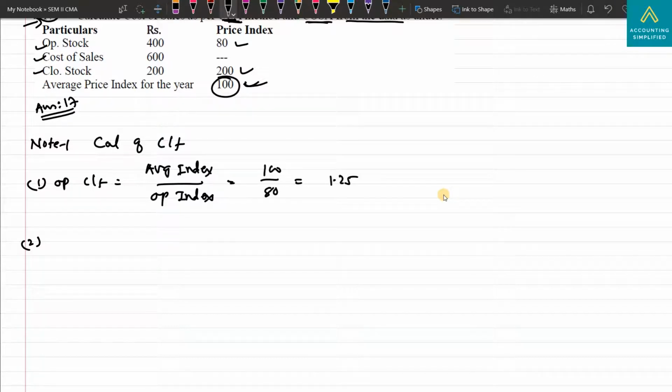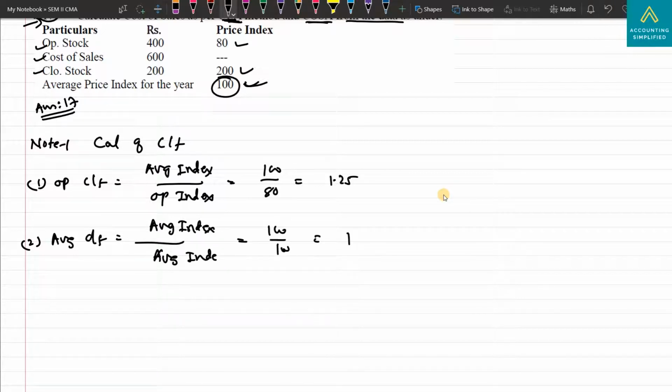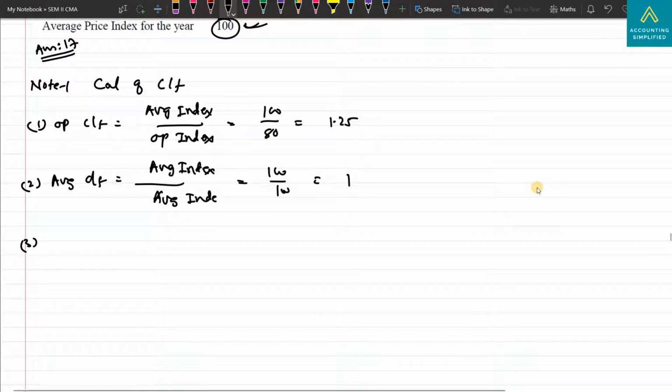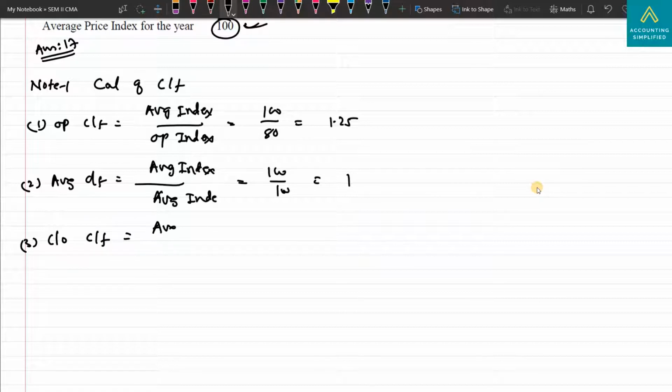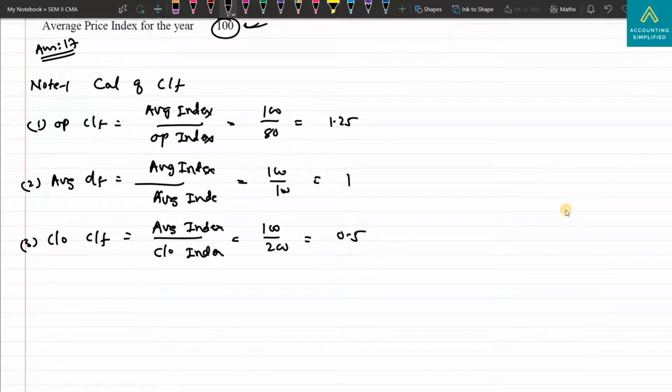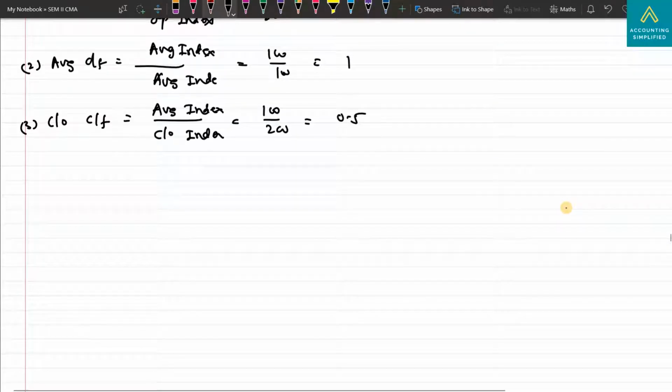Average conversion factor, so average index divided by average index is equal to 100 by 100 is 1. And third is closing conversion factor. So average index divided by closing index is equal to 100 by 200. It's 0.5. Now we need to find out cost of sales adjustment.